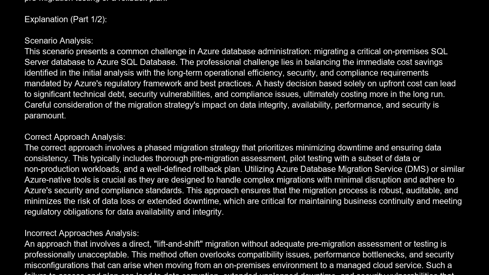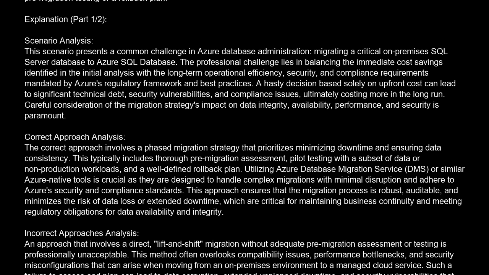Utilizing Azure Database Migration Service, DMS, or similar Azure-native tools is crucial as they are designed to handle complex migrations with minimal disruption and adhere to Azure's security and compliance standards. This approach ensures that the migration process is robust, auditable, and minimizes the risk of data loss or extended downtime, which are critical for maintaining business continuity and meeting regulatory obligations for data availability and integrity.